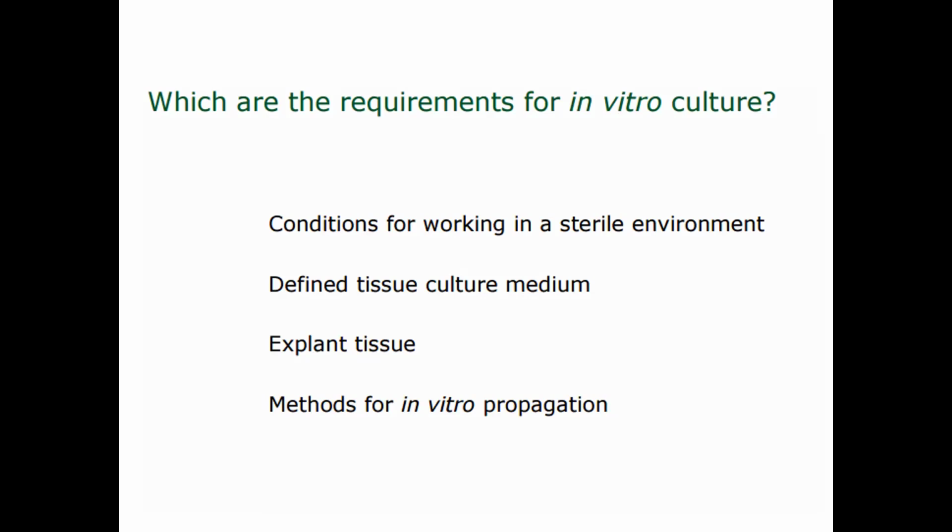And then defined tissue culture medium. You need defined tissue culture medium, for example, MS medium. MS medium, although it is robust, you need to add something, hormone and other things, to make a customized medium for your targeted plant tissue culture. And then you need an explant. Otherwise, you cannot get the tissue culture.